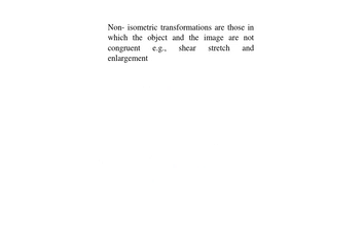On the other hand, non-isometric transformations are those in which the object and the image are not congruent, or they differ in shape, size, etc. Such transformations include shear, stretch, and enlargement. When we enlarge an object, its size is changed. If we carry out a shear on an object, it means that its shape is changed. A stretch will also change the shape and the size of the object.